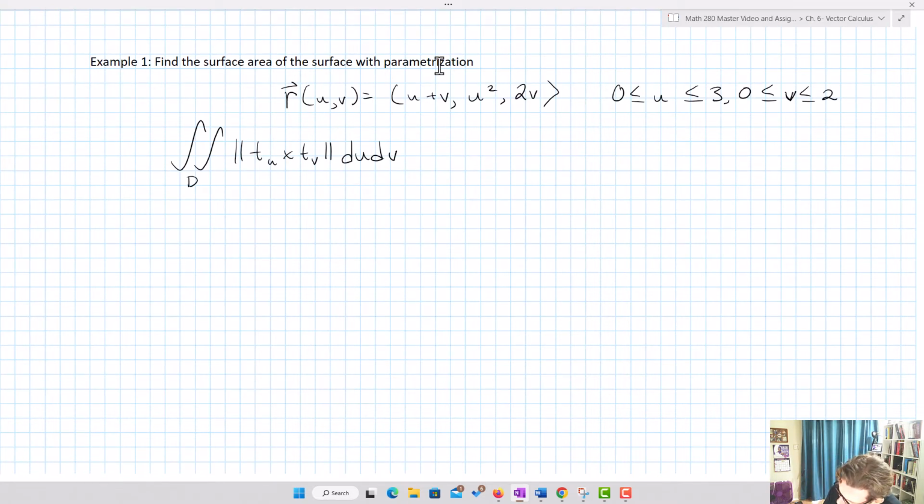So what I'm going to do first is find Tu. So Tu is going to be the derivative with respect to u of r. So that's going to end up being (1, 2u, 0). And then Tv is going to be the partial with respect to v. And it's going to be (1, 0, 2).